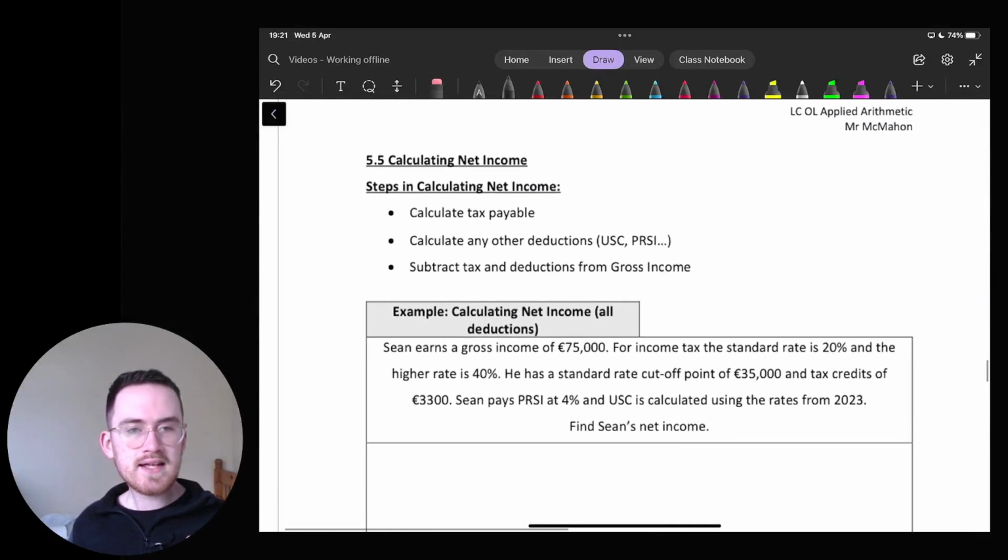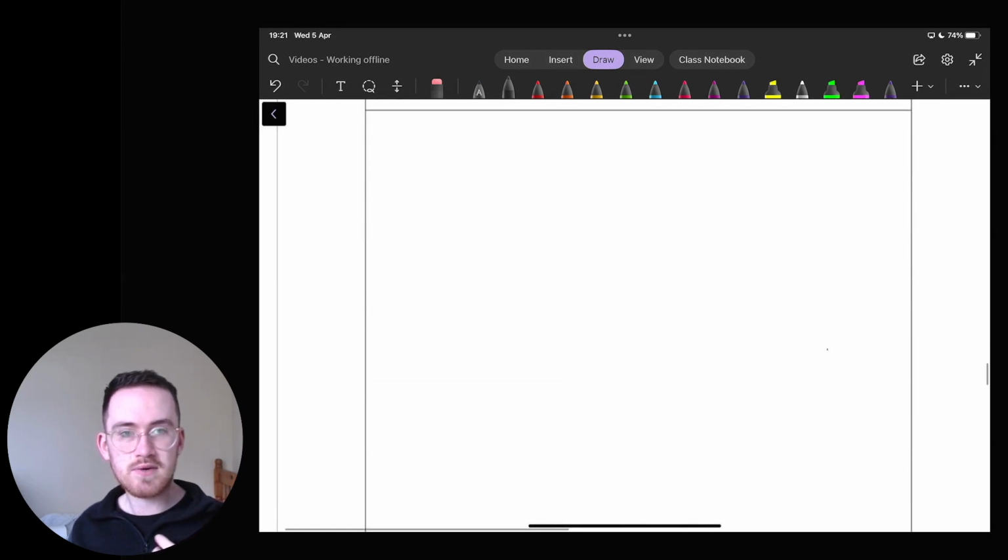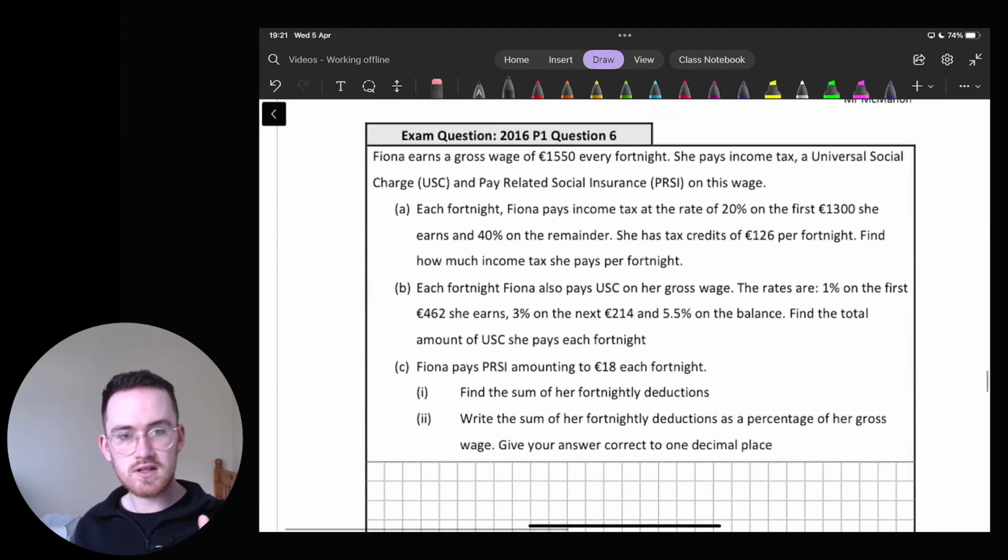So the last thing we're going to just look at really quickly is calculating net income overall. So to calculate net income, we get our tax payable, we get any other deductions, and we take them away from the gross income. That's kind of the key thing. So get your tax payable, any deductions, take them away from gross income. So just putting together the previous parts. I'm going to skip over this example just to look at the exam question instead.